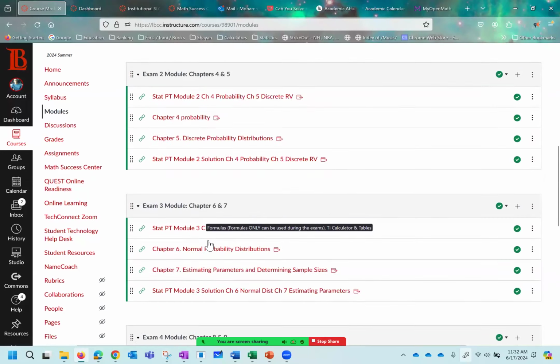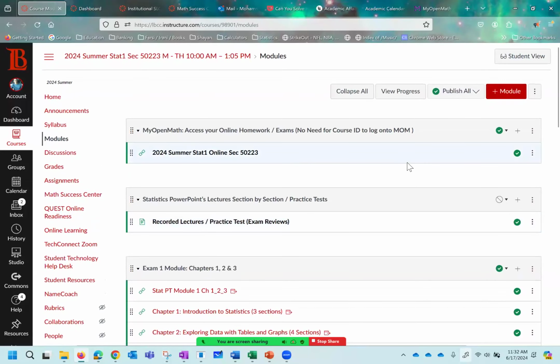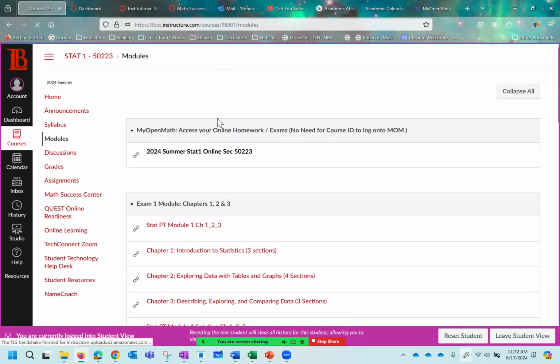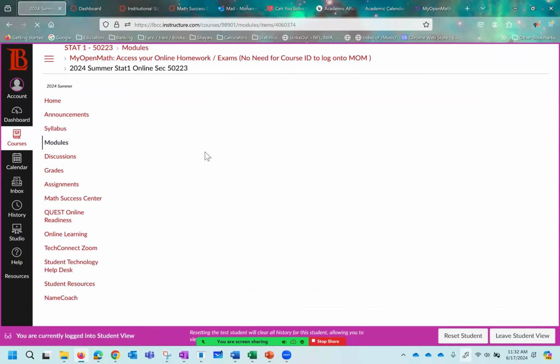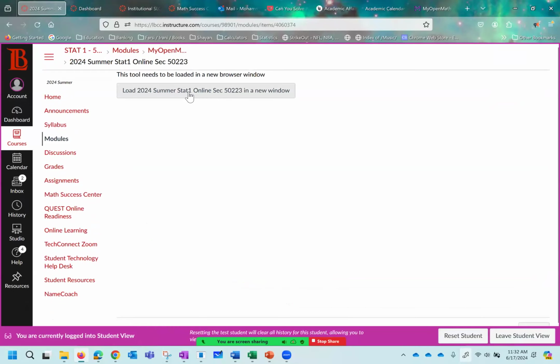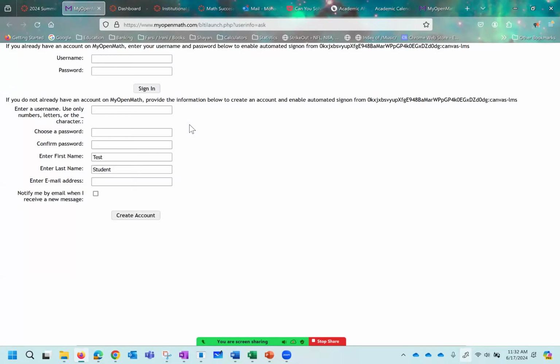So quickly, going back to the top, if I put this in student mode and you click on this, it will let you register here. You either have a username and password or you just create an account, just like anything else. Very straightforward. You don't need a username. You don't need a course ID or anything like that.